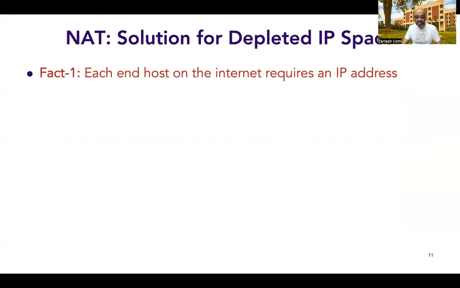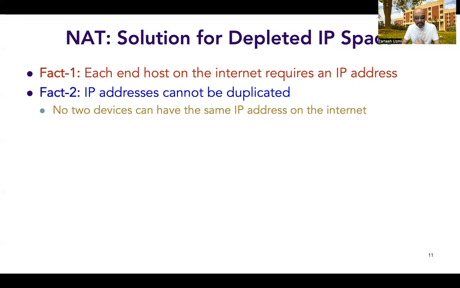Fact one is that each end host on the internet requires an IP address. We all know that. If I want to communicate, I will need an IP address. Any device which needs to communicate will need an IP address. Okay. The second fact is that these IP addresses cannot be duplicated.